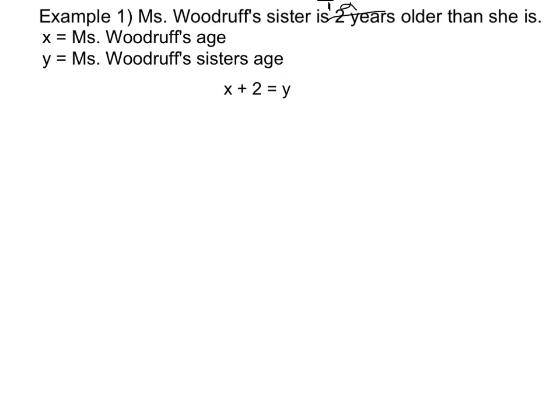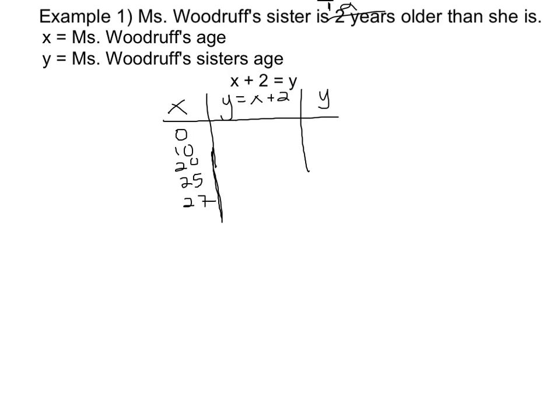With this equation, we can do a lot. One thing we can do is make a table of values to represent this equation for a bunch of different values of x. I randomly picked some values of x for me to use. So when I was born, my sister would be y equals 0 plus 2. She was 2 years old. At 10 years, she would be y equals 10 plus 2. She was 12 years old. And I can do that for any age I want to.